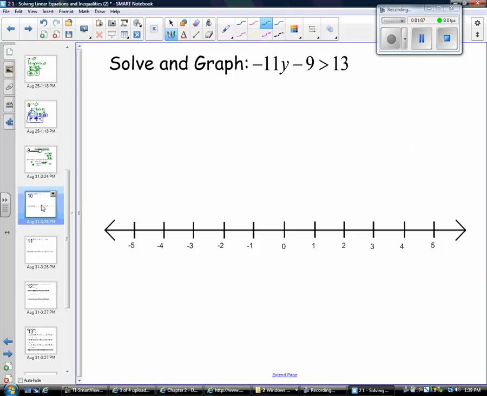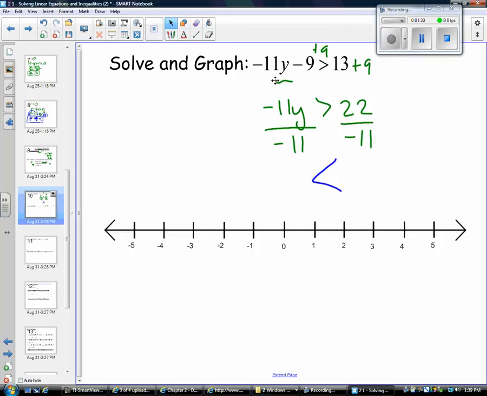So let's look at our first example. We want to isolate our variable. So we have negative 11y. I can bring my 9 over by adding. So we do not change the direction of the inequality because we are adding. 13 plus 9 is 22. Then we divide by that negative 11. So because we're dividing by a negative, the direction of the inequality changes. We'll cancel our negative 11, so we have y, and we'll simplify the right-hand side, and we get -2.